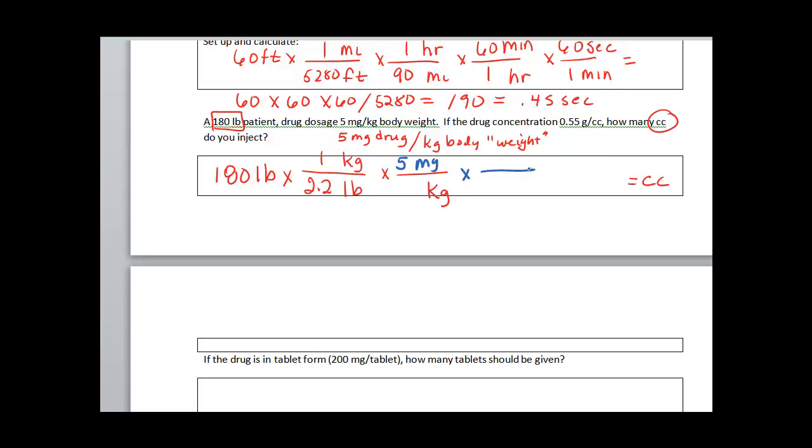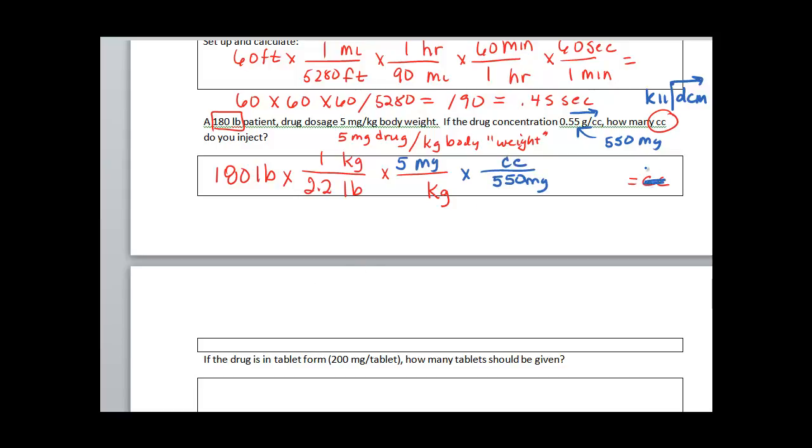And now, for every cc, there are 0.55 grams. Well, I can't put 0.55 grams with that milligram, but this would be 550 milligrams by moving the decimal point 3 places to the right. If you remember your metric conversions, this is the unity. You're going to move 3 places to the right to get to milli. So I'll have 550 milligrams per cc.